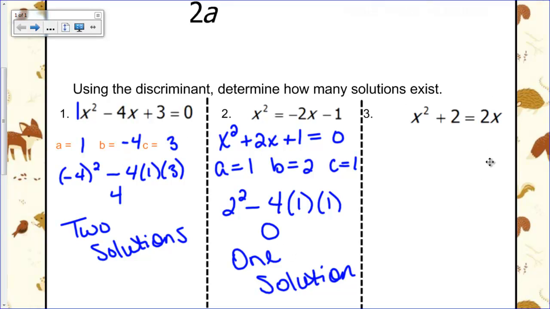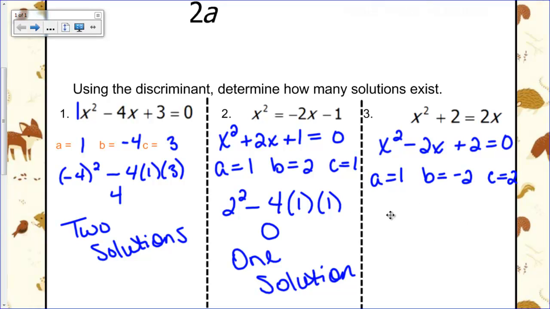So this last one, the third one, again, it doesn't equal 0, so I'm going to have to subtract 2x from both sides to make that happen. So it becomes x squared minus 2x plus 2 equals 0. So again, a equals 1, b equals negative 2, and c equals 2. And then I'm going to plug that in. So b squared, I have negative 2 squared minus 4 times a is 1, and c is 2.